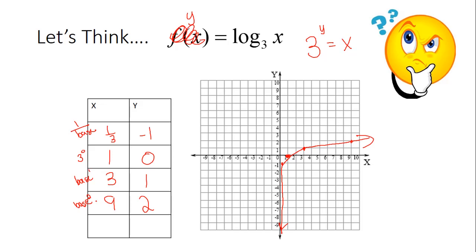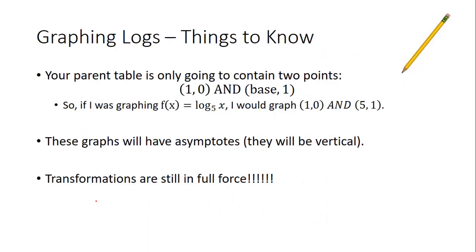So ultimately, when we're graphing a log, some stuff to know. Your parent table is only going to need to contain 2 points. If you want to contain a little couple more, that's up to you. But your parent table is only going to need to contain 1, 0 and whatever the base is, comma 1. You could also include, if you want another point on there so you get a nice graph, base squared, comma 2. If you want to do that one as well.